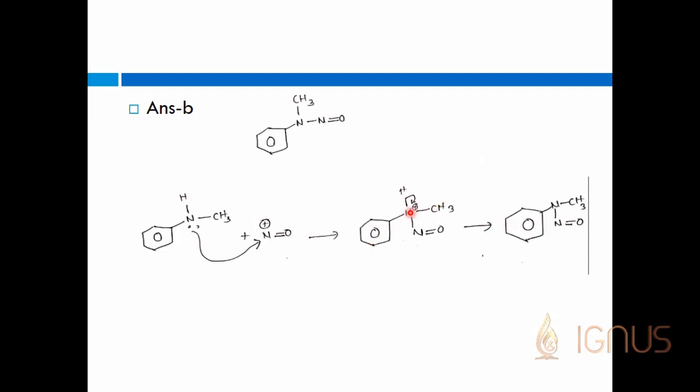Here nitrogen is positively charged because it has donated its lone pair of electrons. Hence it will gain a positive charge. This positive charge is neutralized by hydrogen, because this bond is donated to the nitrogen. Hence the nitrogen will gain the electron. Hence the positive charge is neutralized. Hence you will be getting this product. This is option B. So option B.